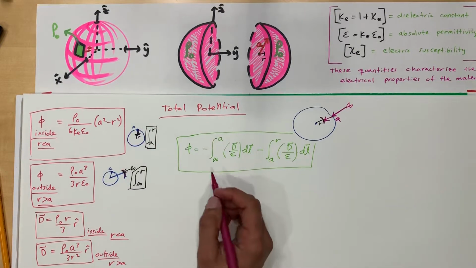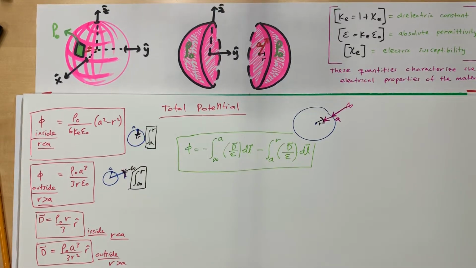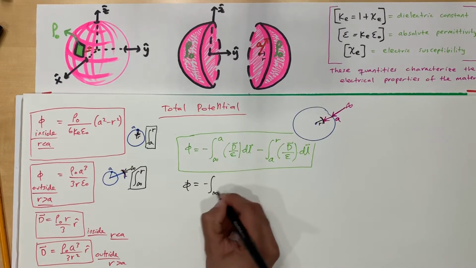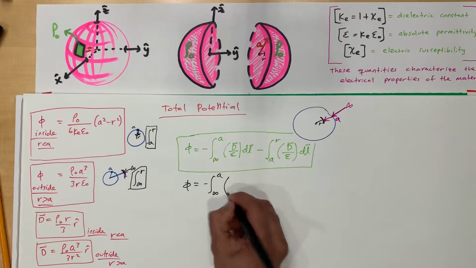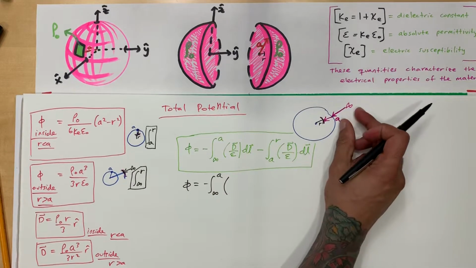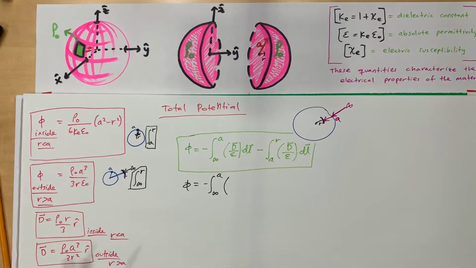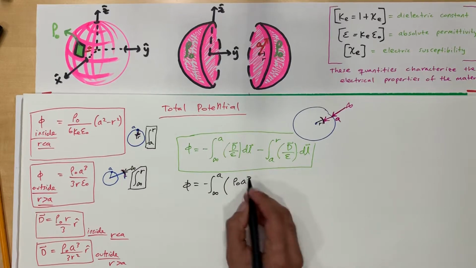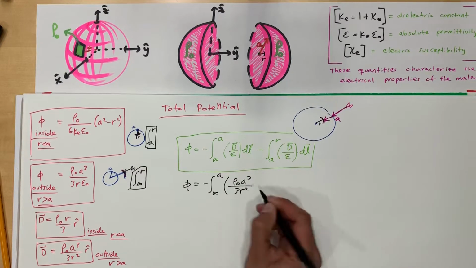Okay, so let's try to figure these out. And we have potential, infinity and A. What is the electric displacement outside? And the electric displacement outside is here. Okay, we have rho naught A to the third over 3r squared.